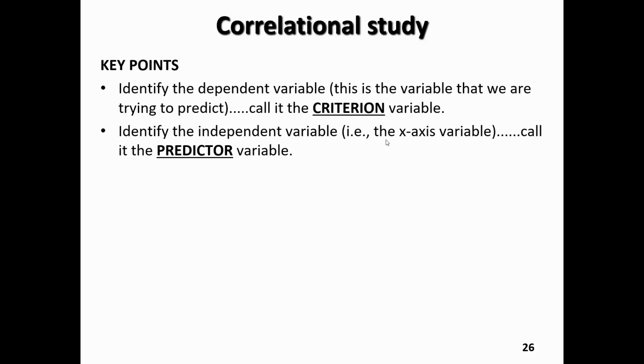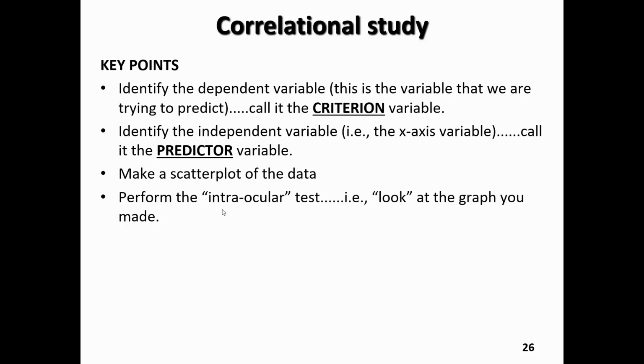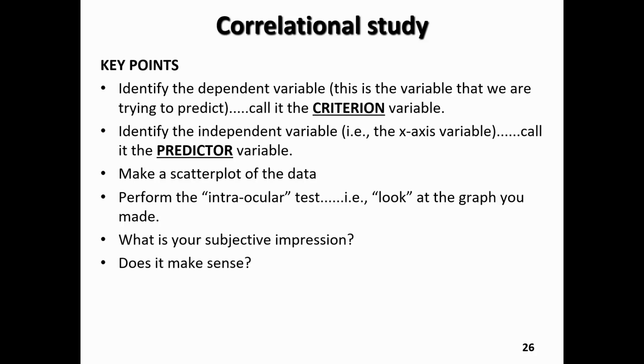Now, once the data are in hand, as illustrated in the table on slide 25 in the top right hand corner, the first step, before conducting any sort of calculations, is to make a graph of the data, make a scatter plot, and perform what I call the intraocular test. What that means is that the researcher that made the graph should just look at the graph, look for any pattern, and arrive at some subjective impression. Does there appear to be some emerging pattern in the data?